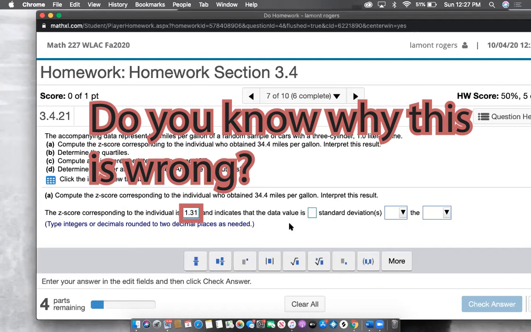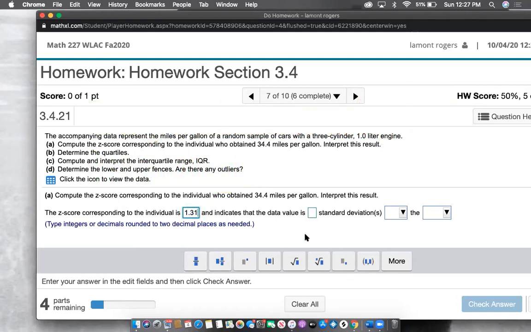There you go. And it indicates that the data value is that many standard deviations. Blank standard deviations. What is this? That's just your z-score. That's what a z-score is. So you put 1.31 right there.